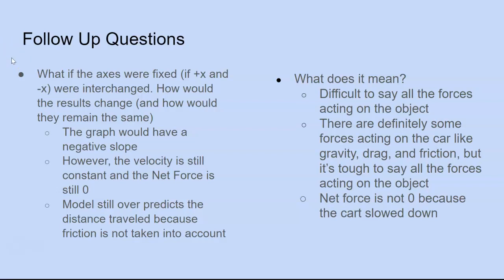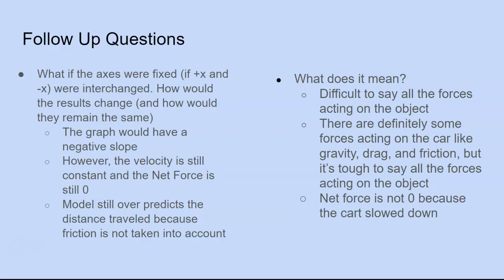What if the cart slowed down? It means there are outside forces like friction and air resistance acting on it. It'll still be difficult to say all the forces acting on the object. However, there are definitely some forces acting on the car. These include gravity, drag, and friction, but of course, it's tough to say all the forces that are acting on the object. All the conclusions will still essentially be the same for the lab.